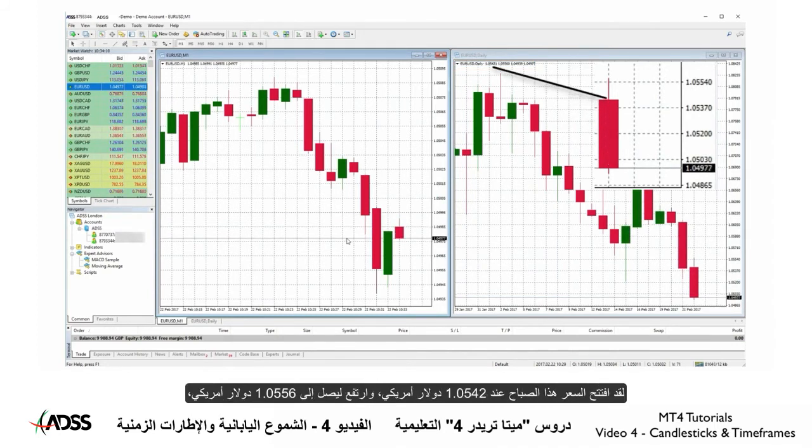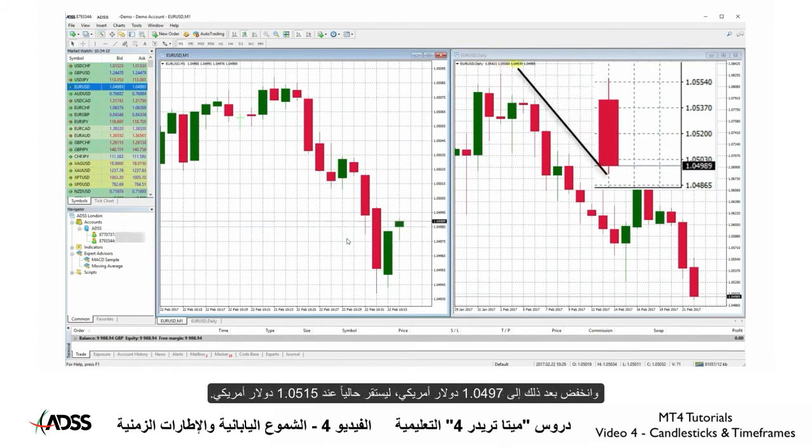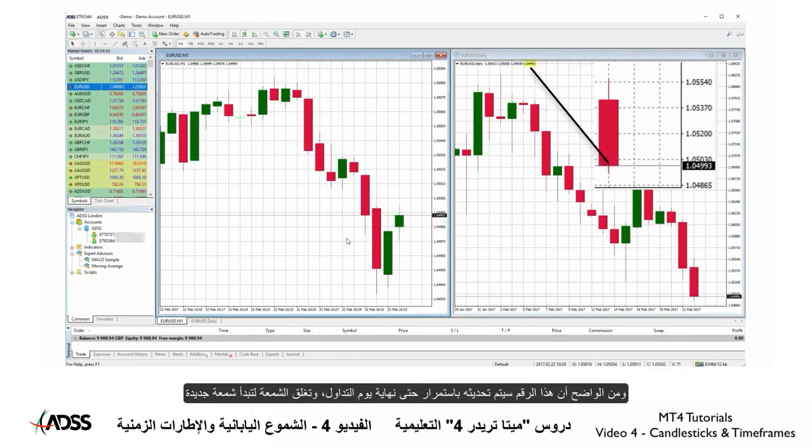Price opened this morning at $1.0542. It has been as high as $1.0556, as low as $1.0497, and is currently at this price. Obviously, this figure will be continually updated until the end of the trading day. Then the candle closes and a new candle starts over.